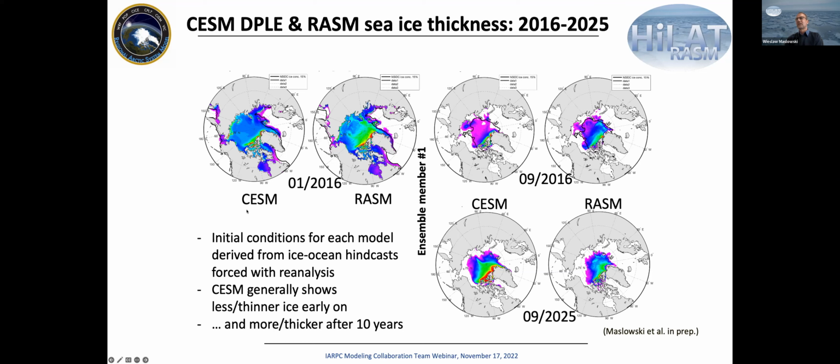So the main thing is that initial conditions for each model are derived here independently from each other, and CSM generally shows less and thinner ice early on in that simulation, and more thicker ice after 10 years, which is not necessarily realistic according to what we know from the behavior of sea ice in the Arctic in recent time.